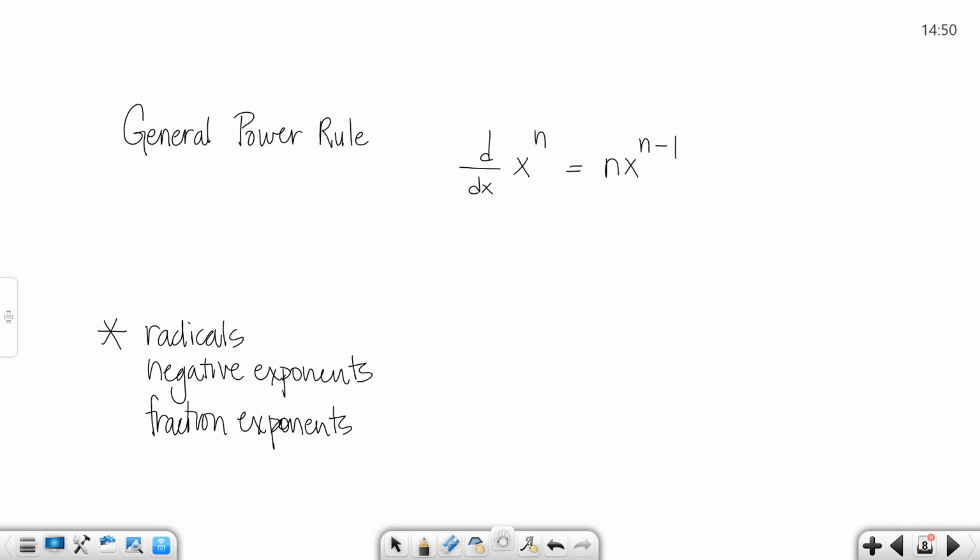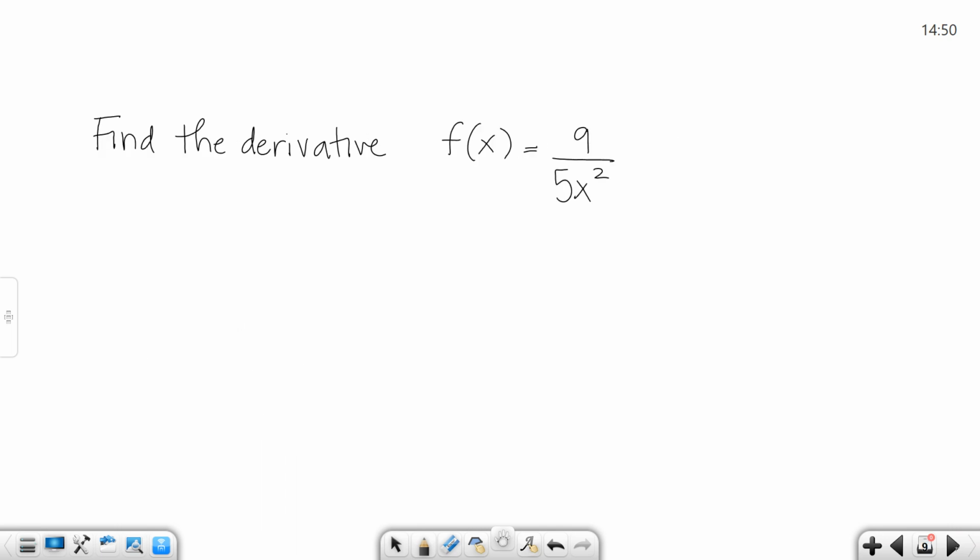The next thing in this section would be the general power rule. We've already talked about it a little bit, but this time we're expanding that general power rule to include things like radicals, negative exponents, and fractional exponents. So it gets a little bit tricky at this point of the section. So here's our first one.